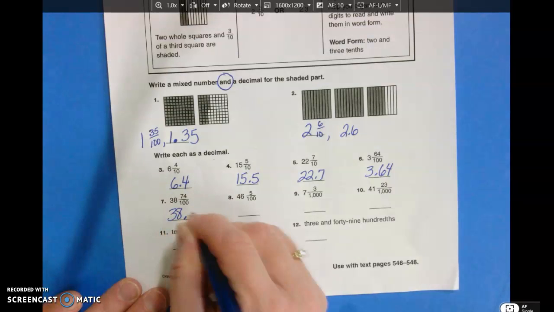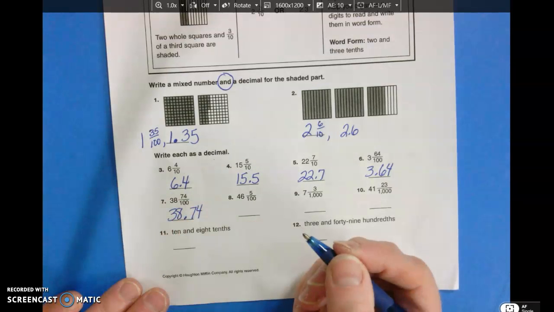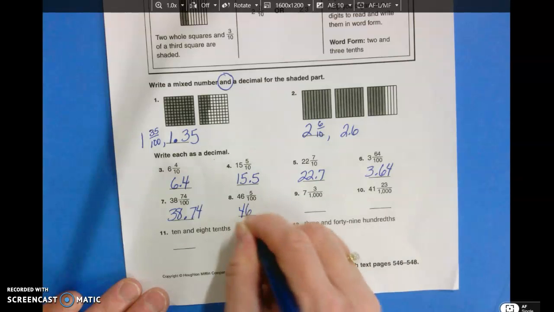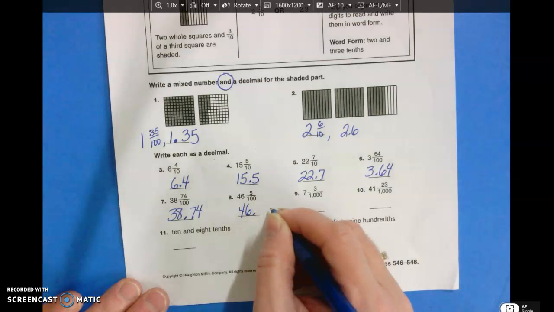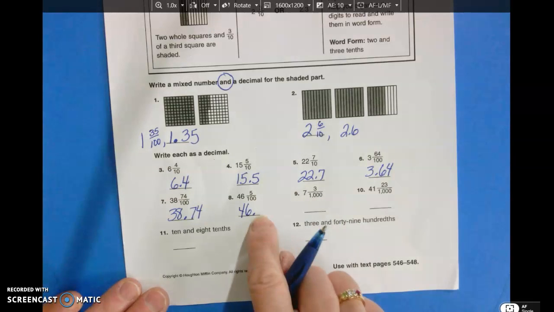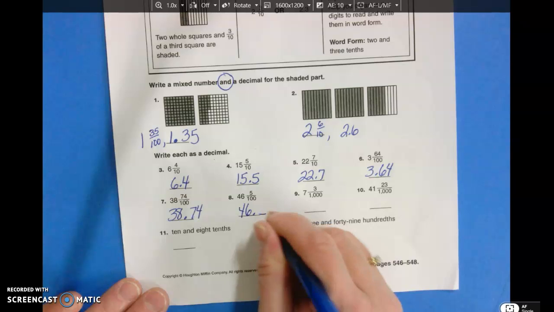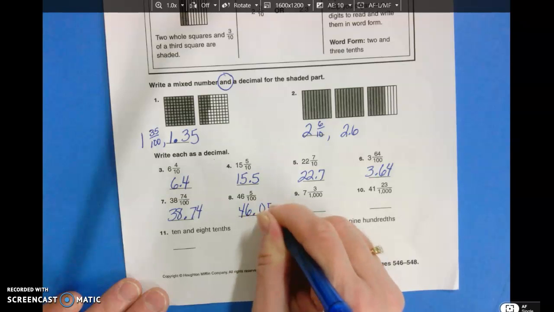38 and 74 hundredths. 46 and 5/100ths. Ooh, don't be tricked by that. If you would put the 5 right there, it would be 46 and 5 tenths. Hundredths need 2 places, so it's 0, 5.